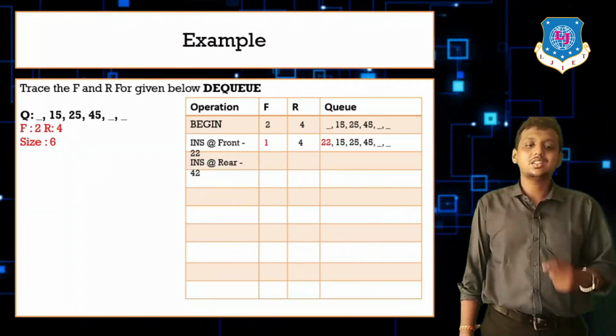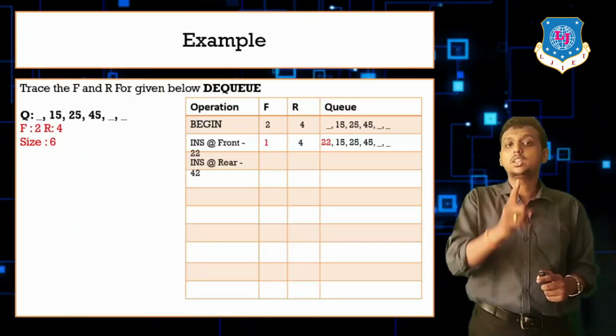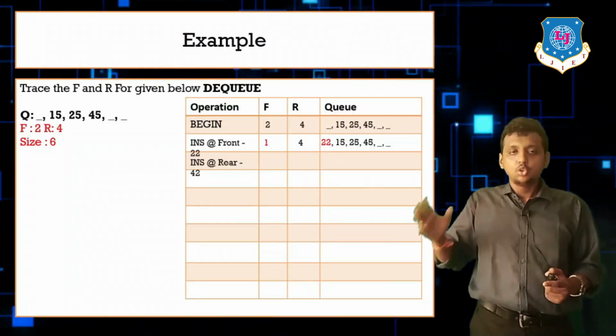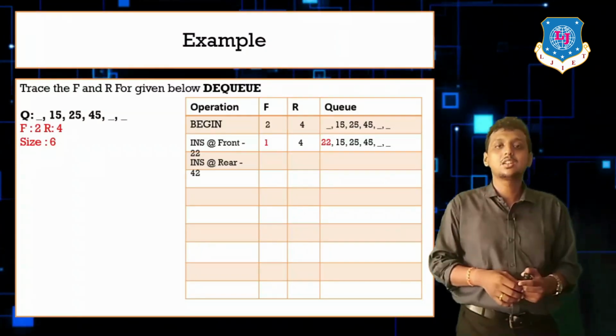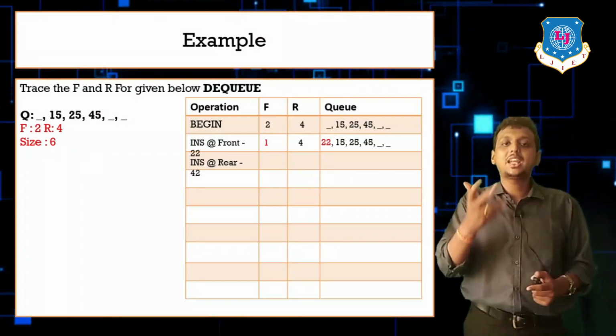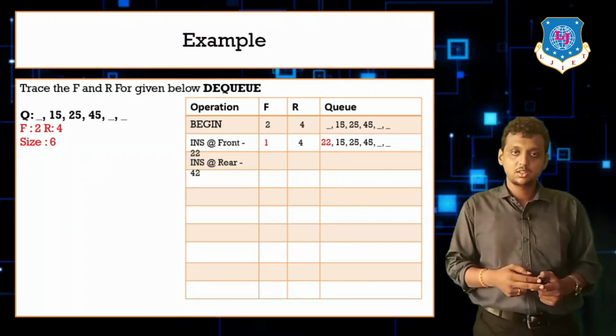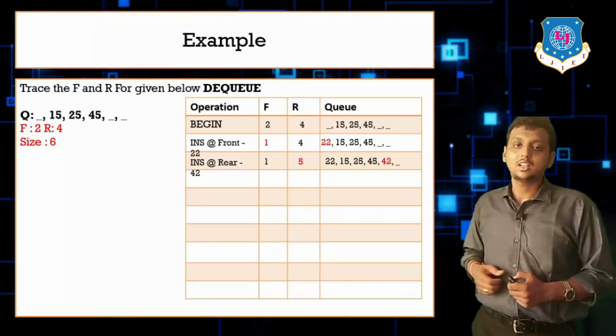Now the next is insert rear 42, and we need to insert 42 at the rear end. Is it normal? Do we have enough space at the rear end? Yes, because Q size is 6. Right now the rear is pointing at 4, so we can at least insert 2 elements. Okay, so here rear becomes 5 and the element is inserted.